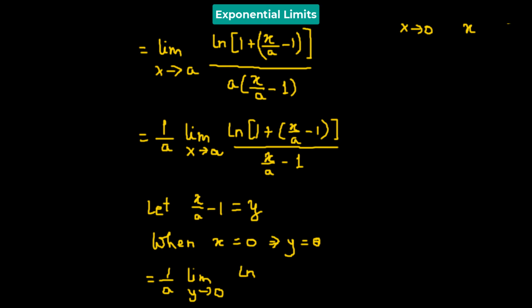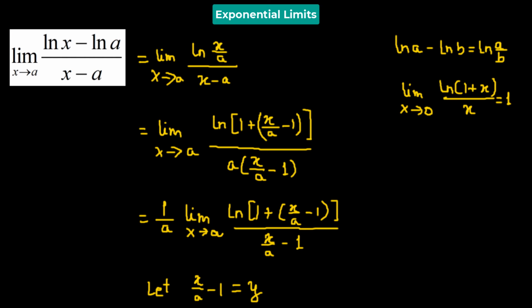So we have natural log of 1 plus, so x over a minus 1 will become y, whole divided by y. Now this is the definition of the logarithmic limit, so its value is 1, so that gives us 1 over a. So the limiting value of log of x minus log of a divided by x minus a is going to be 1 over a when x approaches the value a.